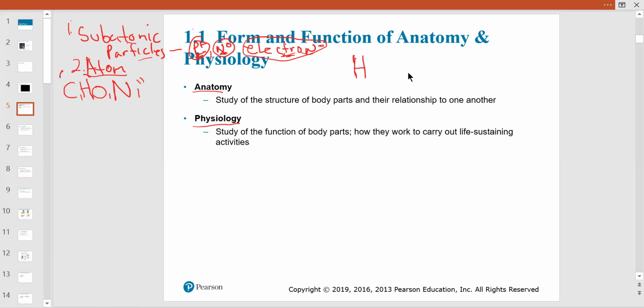Does anybody know what the atomic number is of hydrogen, which means how many protons it has and how many electrons it has and neutrons? It's the simplest number, the smallest number. One. Just one. Yeah, carbon is 6. Good. So hydrogen only has 1 proton and 1 electron.